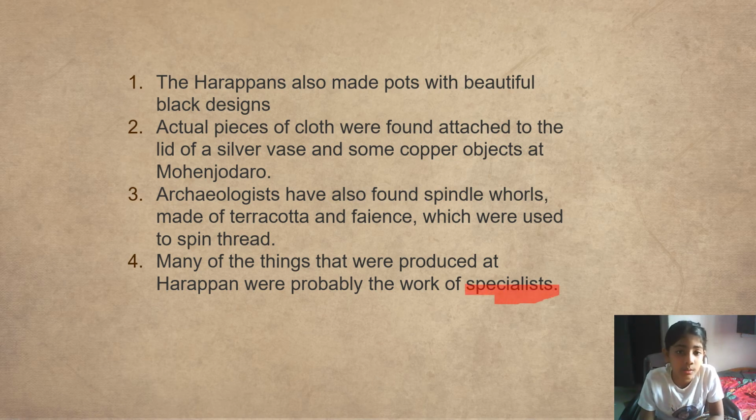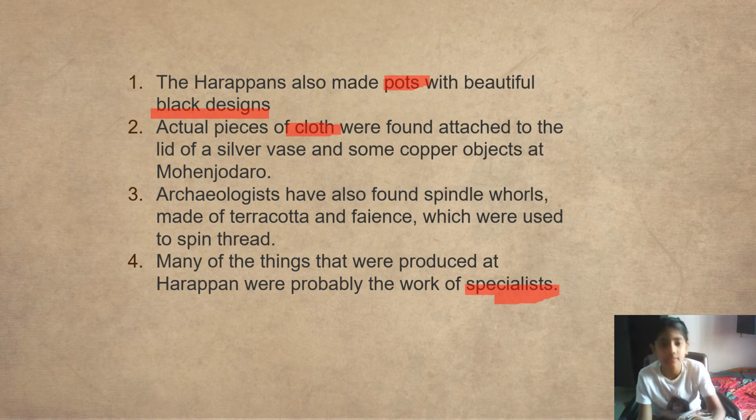So here, first we saw the pots with black designs. In the second, we discussed the cloth. Next, we discussed terracotta and hyacinth. Many of the things that were produced at Harappa were probably the work of specialists.